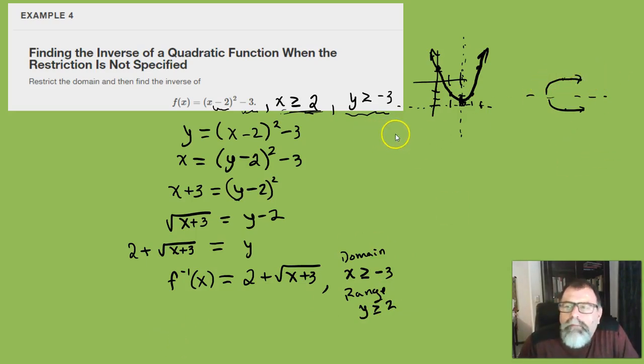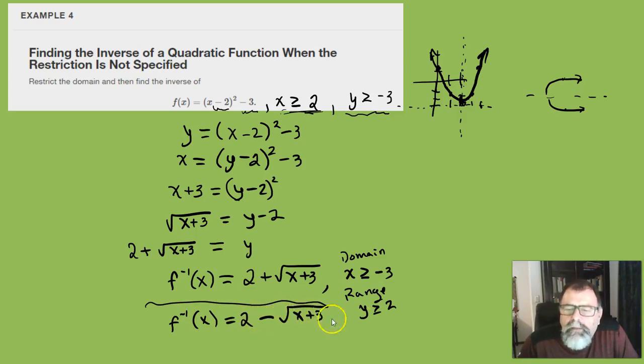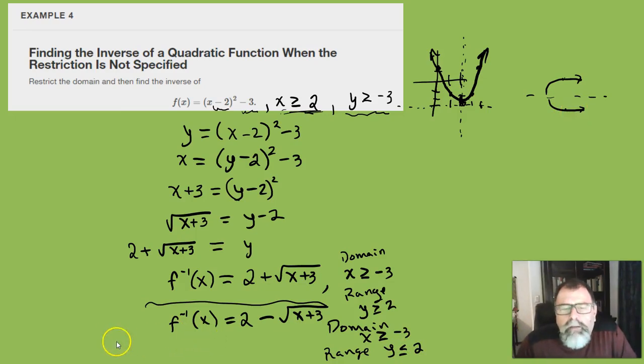Now if I wanted the bottom half, again this will switch to less than. That part will stay the same. And then right here this would be a minus square root. Okay, so if I did the bottom half, it would be 2 minus the square root of x plus 3. And then my domain would be the same: x is greater than or equal to negative 3. But now my range would be y is less than or equal to 2. And that would be the bottom half. Okay? So that's how you have to pick one or the other depending on the situation.